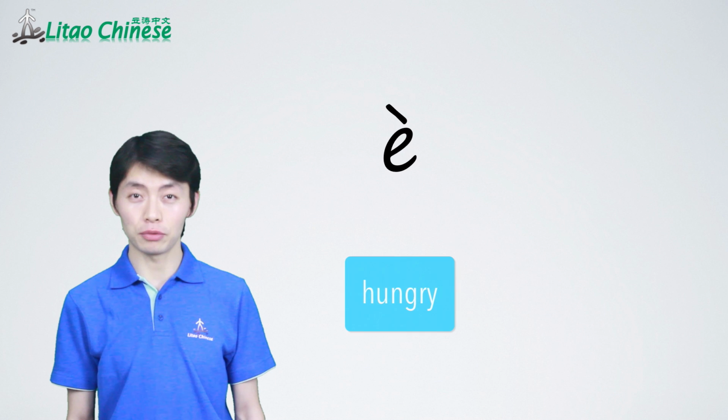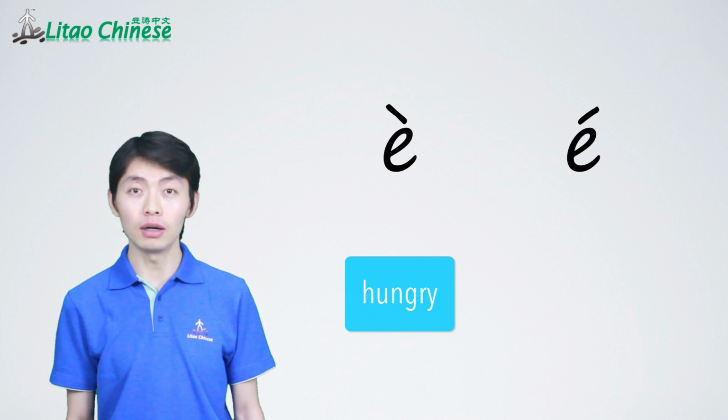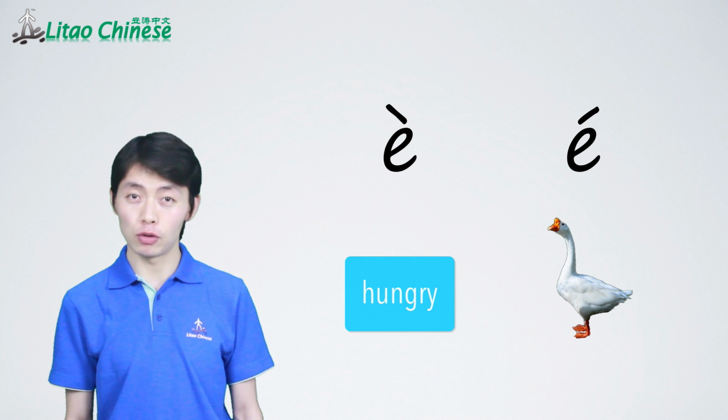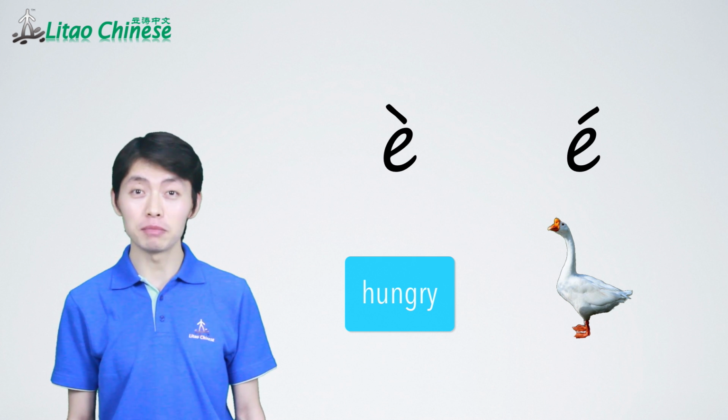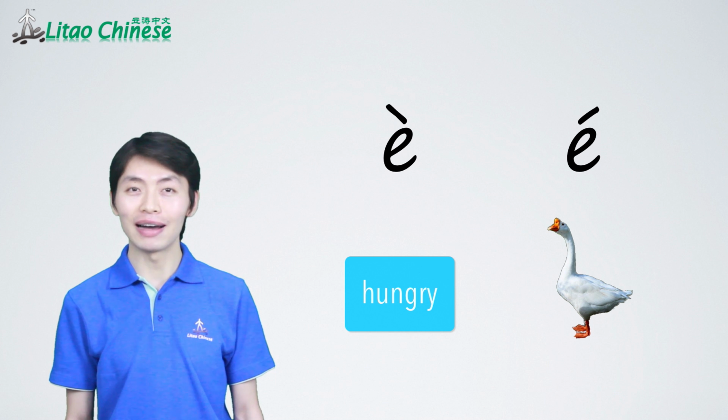È means hungry. The meaning of the word will be completely different if you change the tone. For example, if I change to the second tone, which is the rising tone, the meaning becomes goose. So the tone is very, very important for learning Chinese, because different tone, different meaning. You will find out more examples in our future episodes.